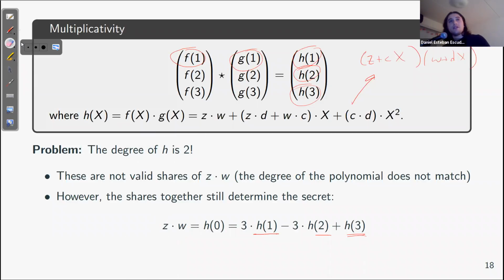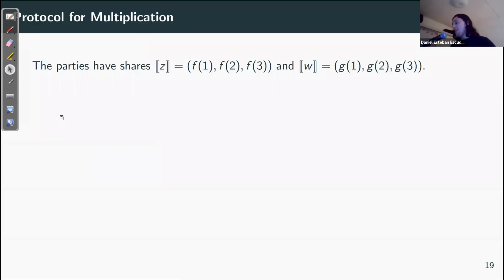I hope everything is clear so far. Basically, addition holds, but multiplication doesn't hold because the degree doesn't match. But even though the degree doesn't match, we still have a relation between the shares and the secret. And that would be enough. Let me show you why that is enough. Let me describe to you a protocol for multiplication.